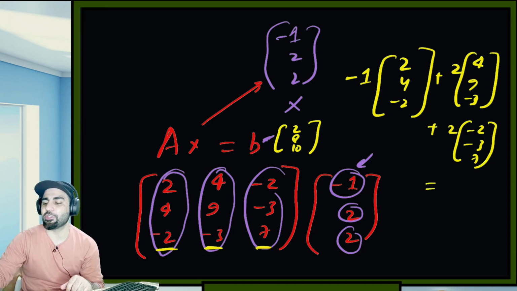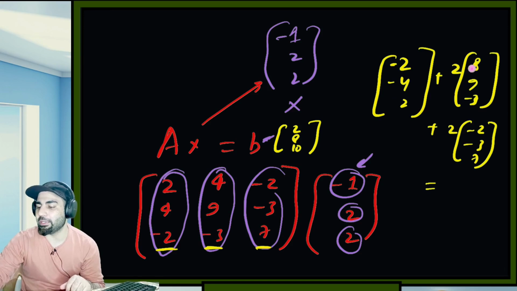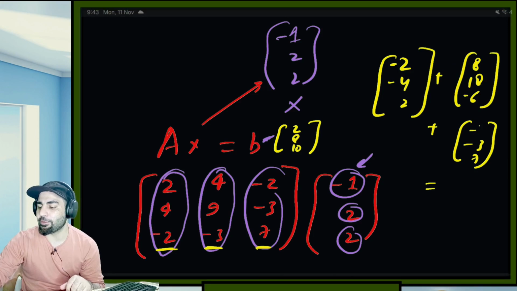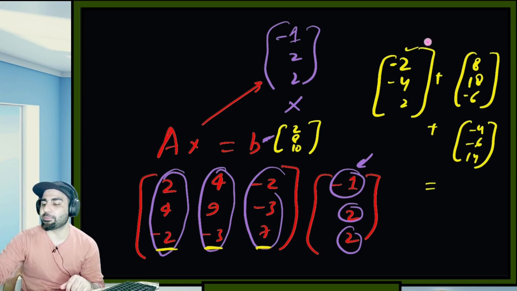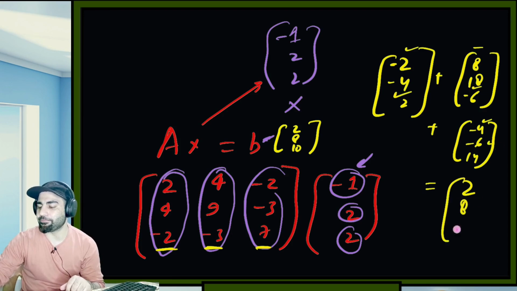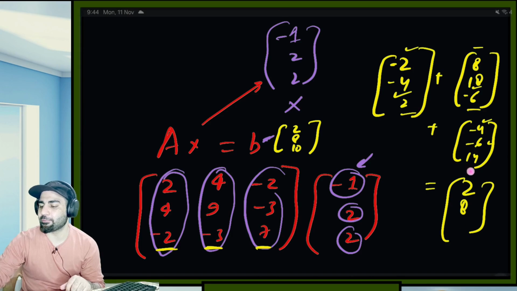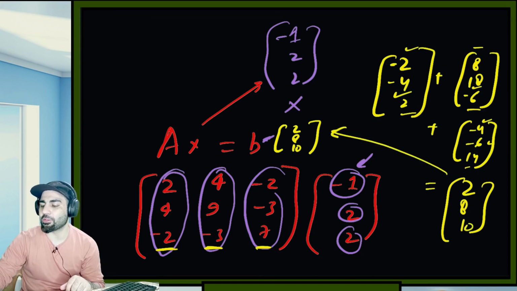Now if you add these things, this over here is minus 2, minus 2, minus 4 and plus 2. So now this will become 8, this will become 18, this will become 6, minus 6. And now this will become minus 4, this will become minus 6, and this will become 14. Now if you add minus 2, 8 and minus 4, it should be 2. Now you see minus 4, 18 and minus 6, this should be equal to 8. And now 2, minus 6 and 14, this is equal to 10. So you saw that we got b over here.